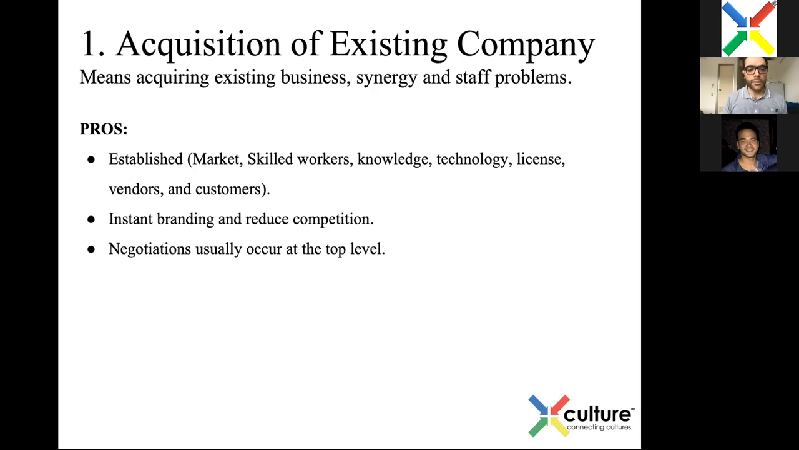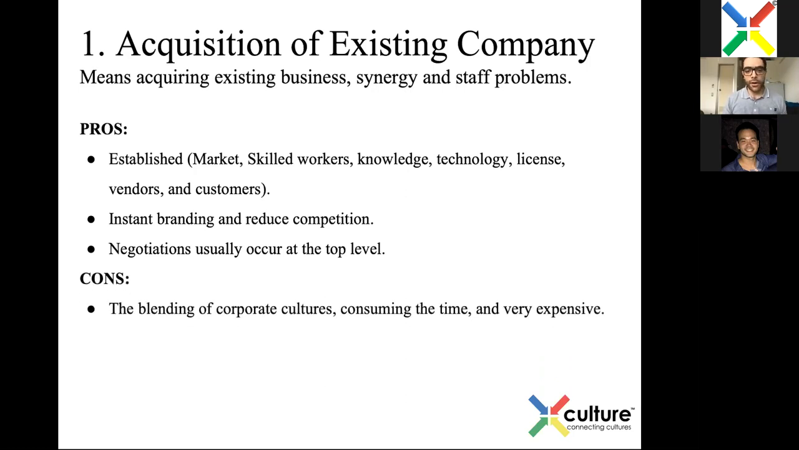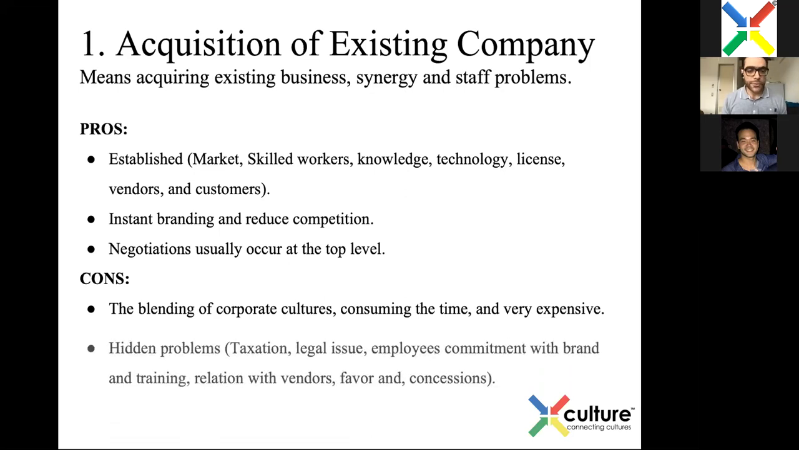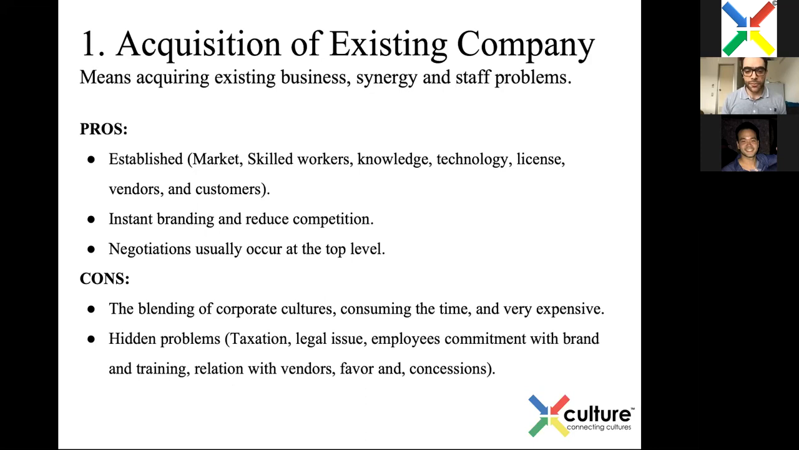The cons of this method are the blending of corporate cultures. So we have the acquiring company culture, and we have the acquired company culture, and we have to blend both cultures into one unique culture. It's common between both of them, and it will consume a lot of time, and the process itself is very expensive. The other cons are hidden problems, which are not discovered by the contract at first. It will be problems with taxation, legal issues, employees' commitment to the brand and the training, and also the relations with vendors and the favors and concessions with other parties.